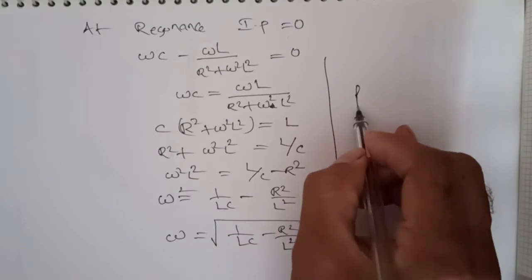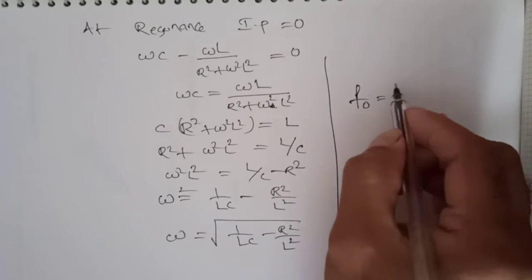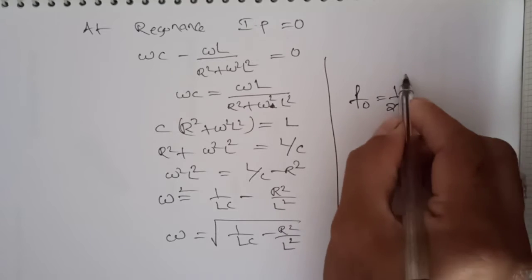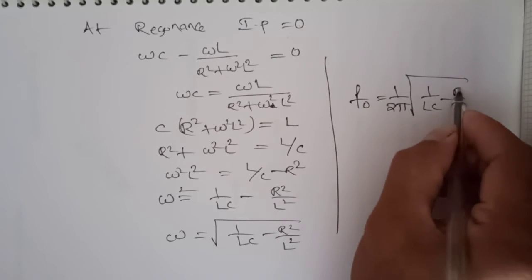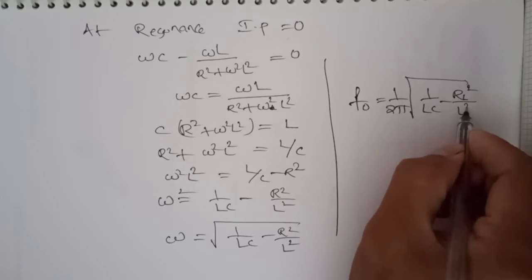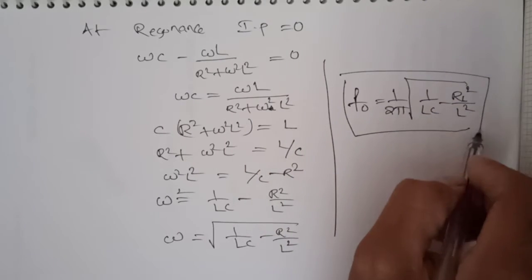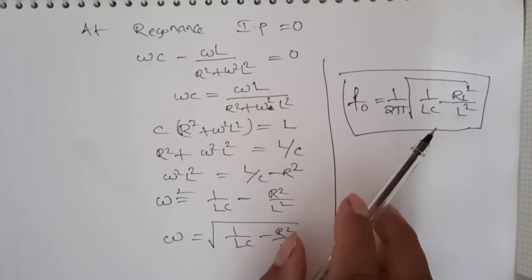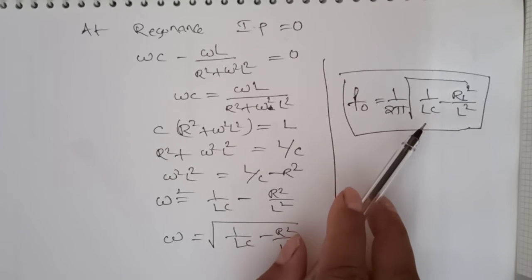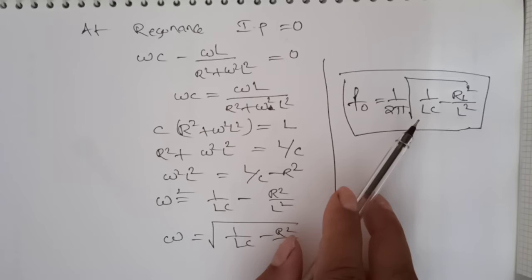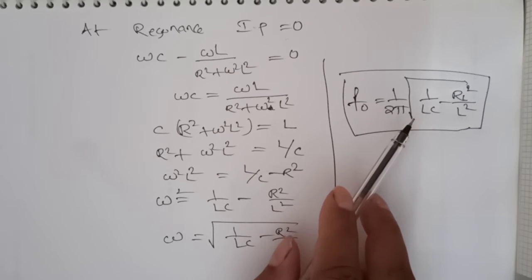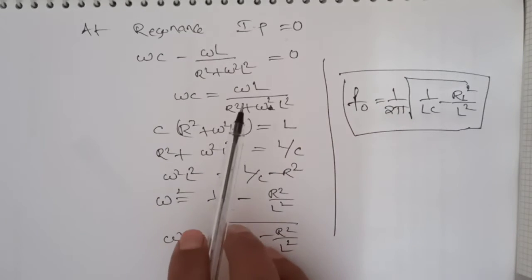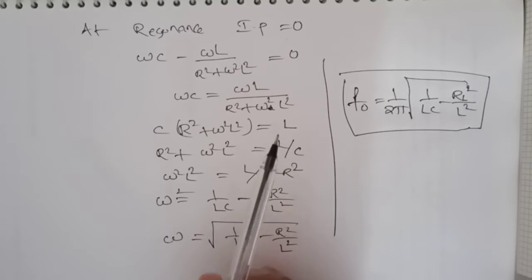In frequency form, the resonant frequency of the parallel resonant circuit is 1 by 2 pi times the square root of 1 by LC minus R square by L square. This is the resonant frequency of the parallel resonant circuit. The parallel resonance is possible as long as 1 by LC is greater than R square by L square, otherwise it will be imaginary. This is one of the very common circuits we are going to use in parallel resonance.